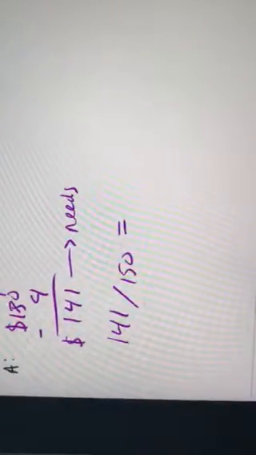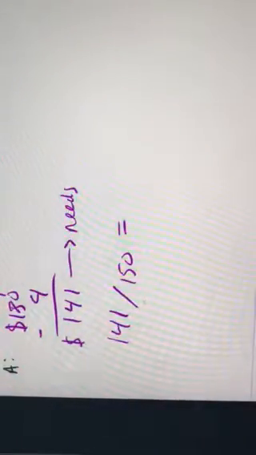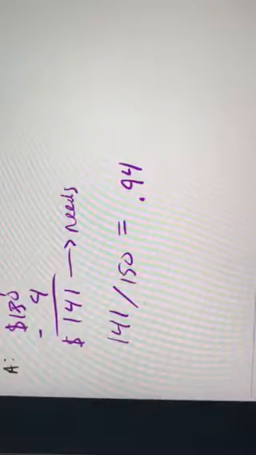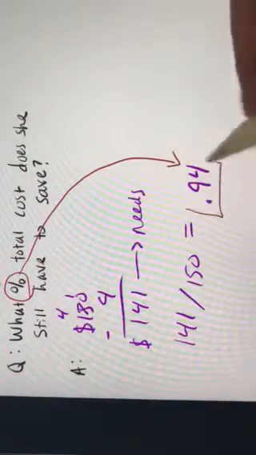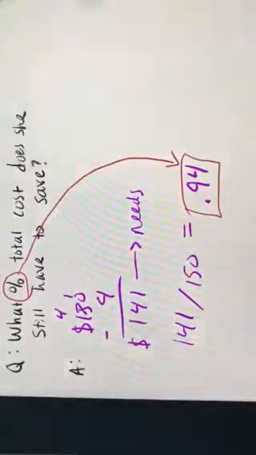Okay, so let me just add to that video real quick. When you divide 141 by 150, you get 0.94. And the question again is what percent of the total cost? So when our answer here is a decimal, 0.94, we have to convert it to a percent. So we know that, like I told you up here, 6% is equal to 0.06.